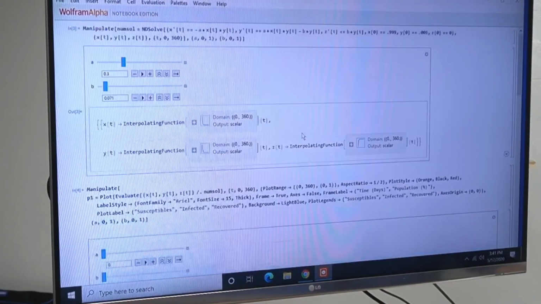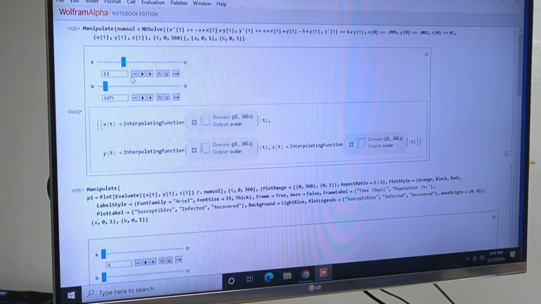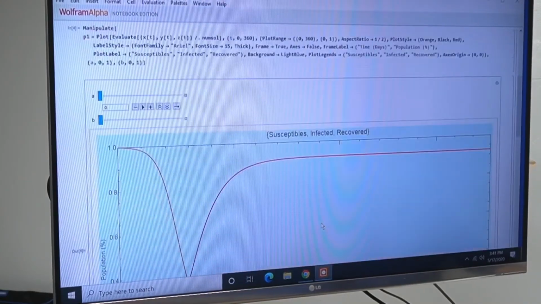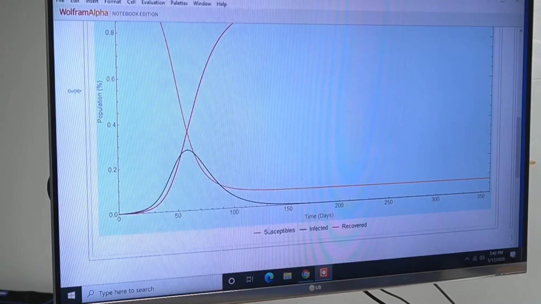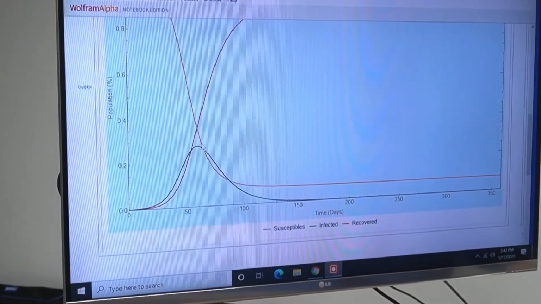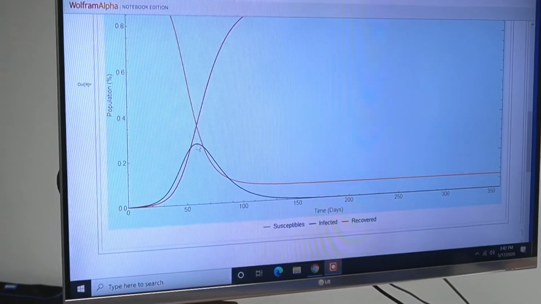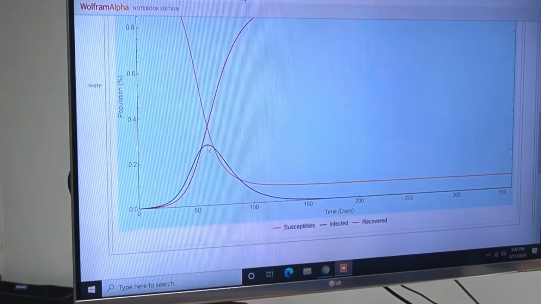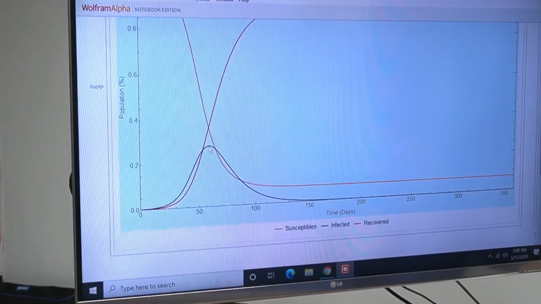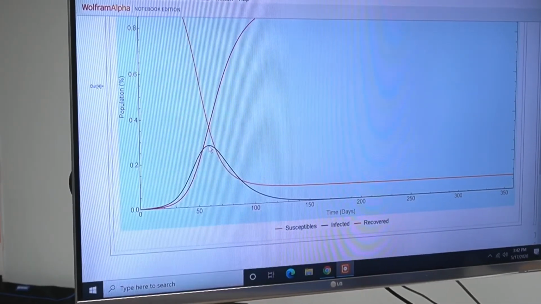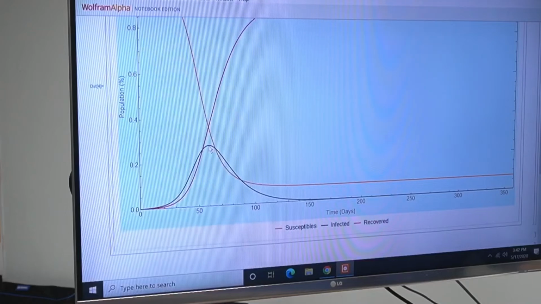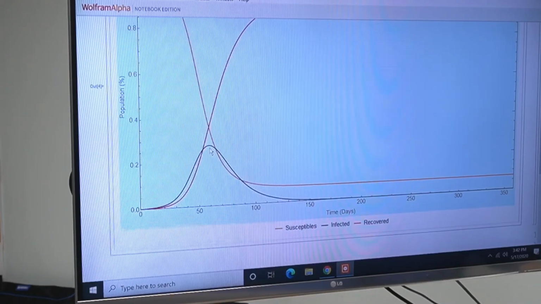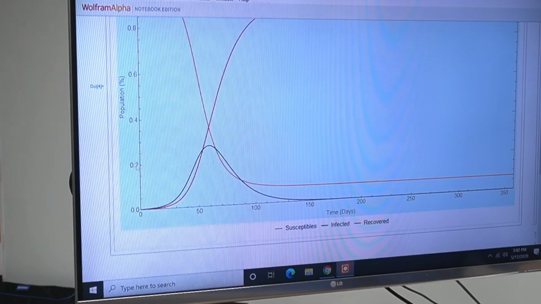So if we keep it at 0.2, let's see what happens at 0.2. With 0.2 the peak happens in about 60 days. So probably 2 months after March 11th. However, do not count on these, they are just my own calculations. I tried to predict this. So 60 days, however, this is 20%.